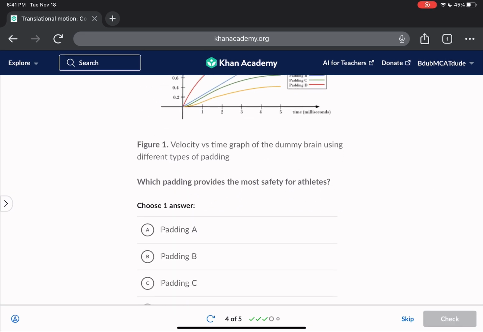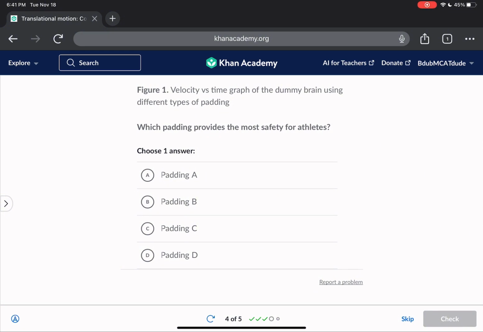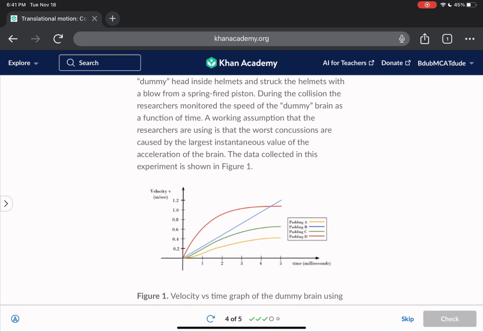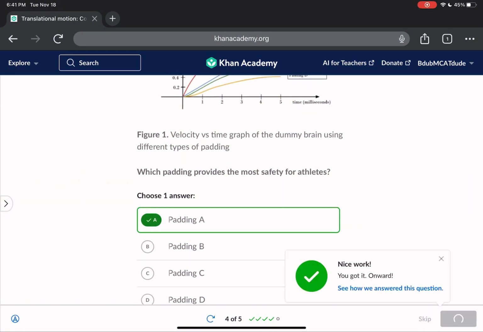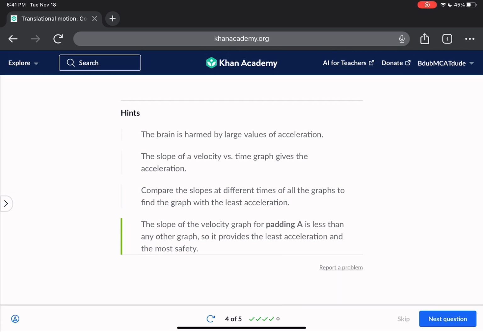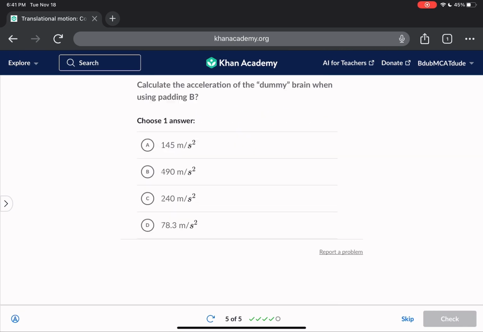And for the fourth question, it is the reverse case of the last question, so we know that A is the safest padding due to the smallest slope, or the instantaneous acceleration, which we took note of as well.